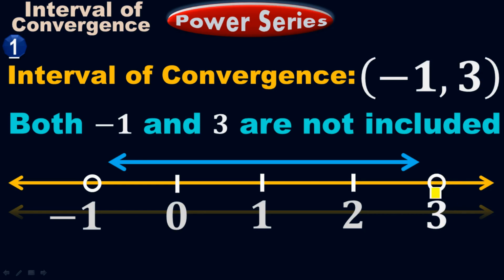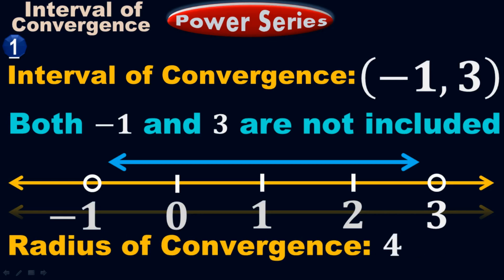Remember, if you have a filled circle, it means that the value is included. But since both the values are not included, both the values have empty circles. What about the radius of convergence? The radius of convergence will be 4.